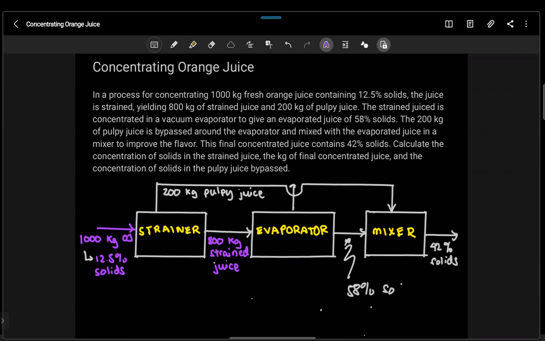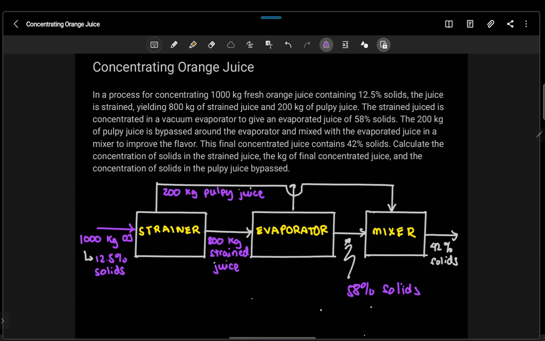Okay? And here, the evaporator gave an evaporated juice of 58% solids. Okay? So yan yung resulta ng evaporation. Nagkaroon tayo ngayon ng 58% concentrated orange juice. 58% yung kanyang pulps or solids. Okay? Now, dito, di ba, 1,000 kilogram yung pinasok nating orange juice and yung strain juice ay 800 kilogram. Saan napunta yung 200 kilogram? So actually, yung 200 kilogram ay binypass natin around the evaporator. So ito yung 200 kilogram, kumuha tayo ng bypass.